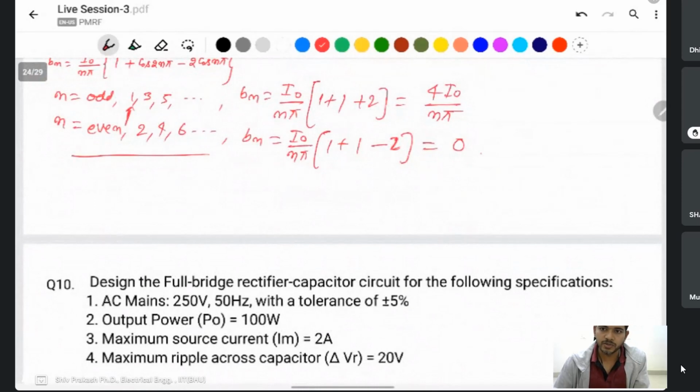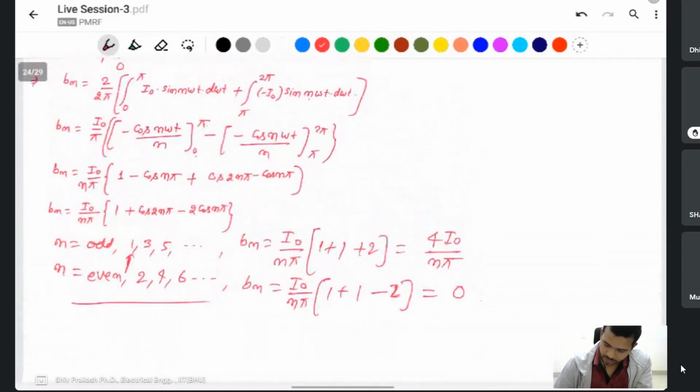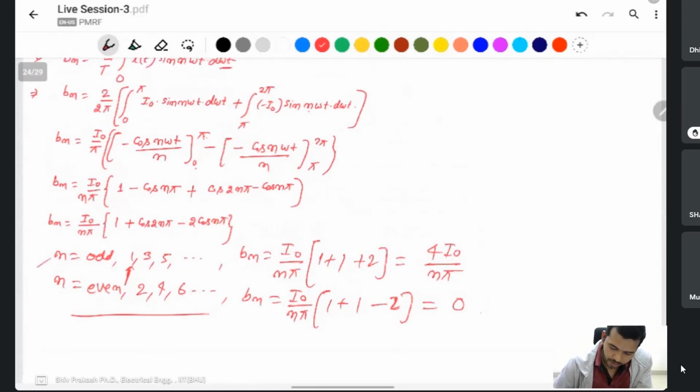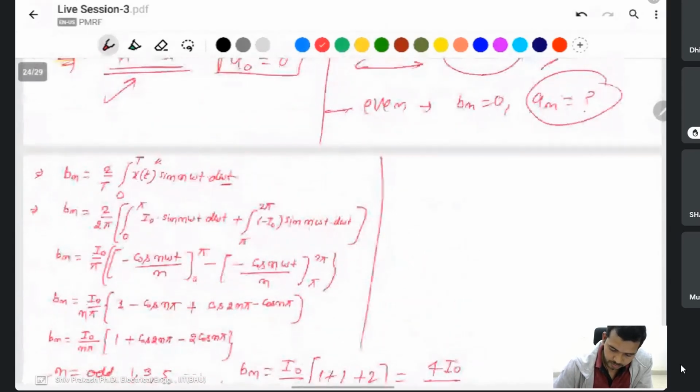Even harmonics are 0 in a single phase full wave bridge rectifier with highly inductive load, so even harmonics are not present. Only odd harmonics are present. Then I naught and i(t). What is i(t)?